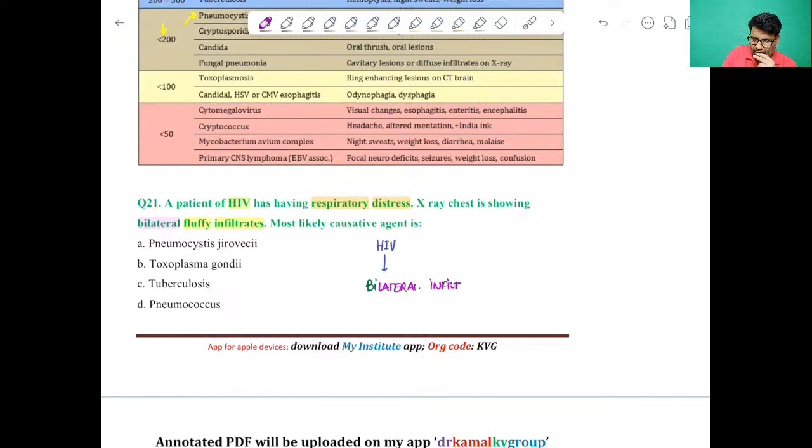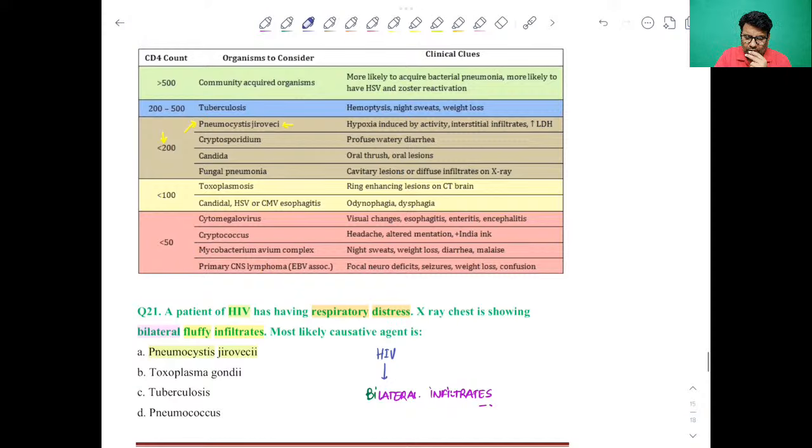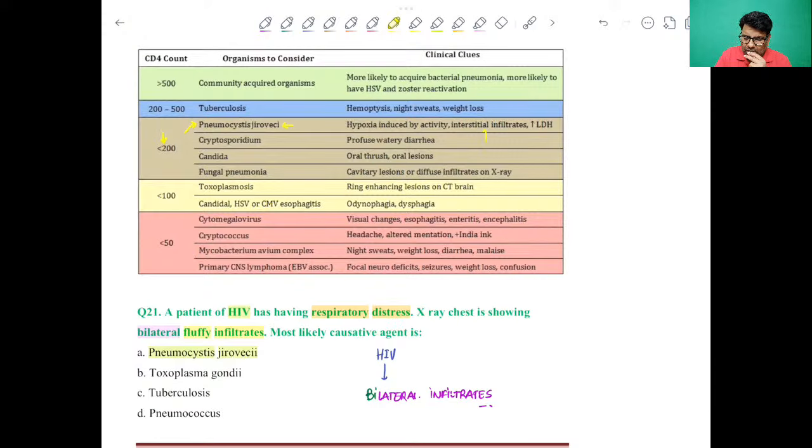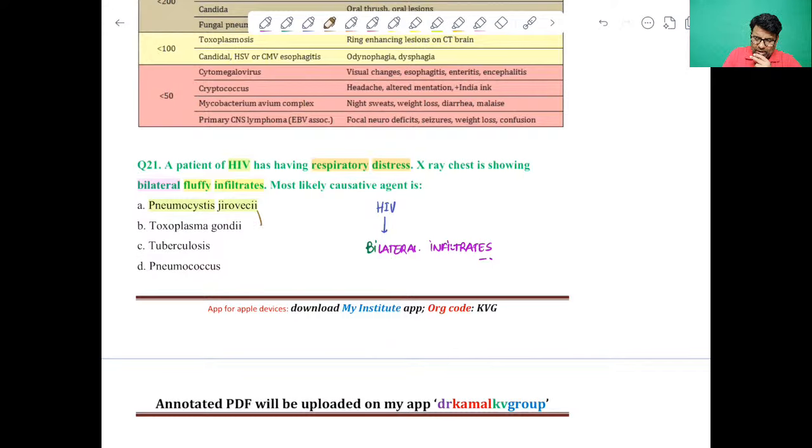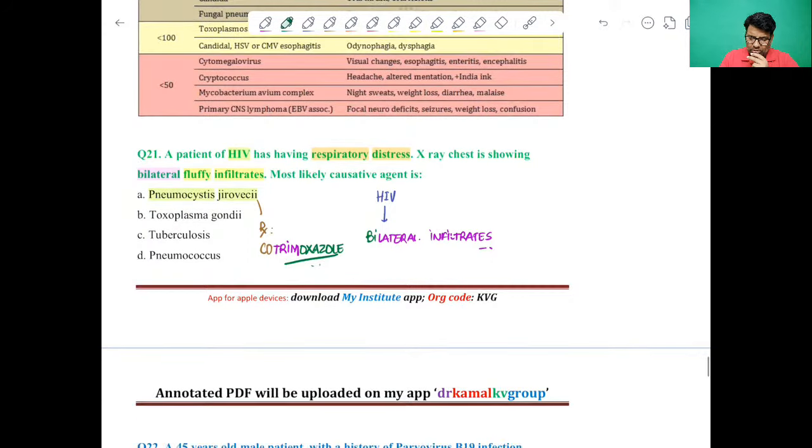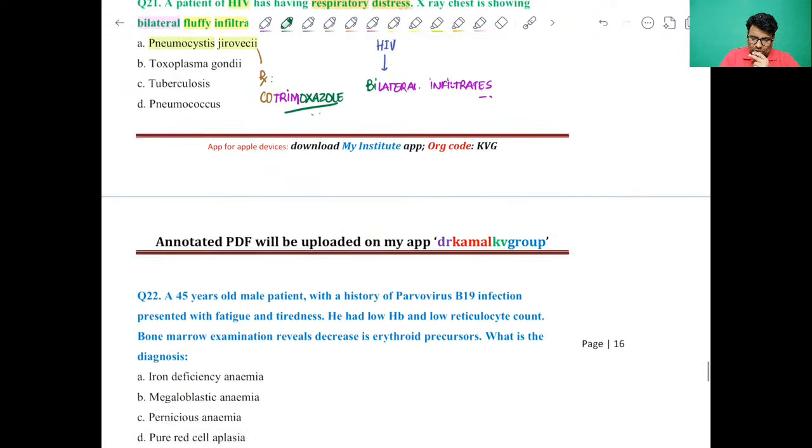Okay, so bilateral infiltrates. Think of Pneumocystis jirovecii or Pneumocystis carinii pneumonia. So even here we can see there are interstitial infiltrates on the chest X-ray, and this is managed by cotrimoxazole. Clear? I think most of you must be knowing what are the two drugs here, trimethoprim and sulfamethoxazole, that form the cotrimoxazole. Chalo, next question.